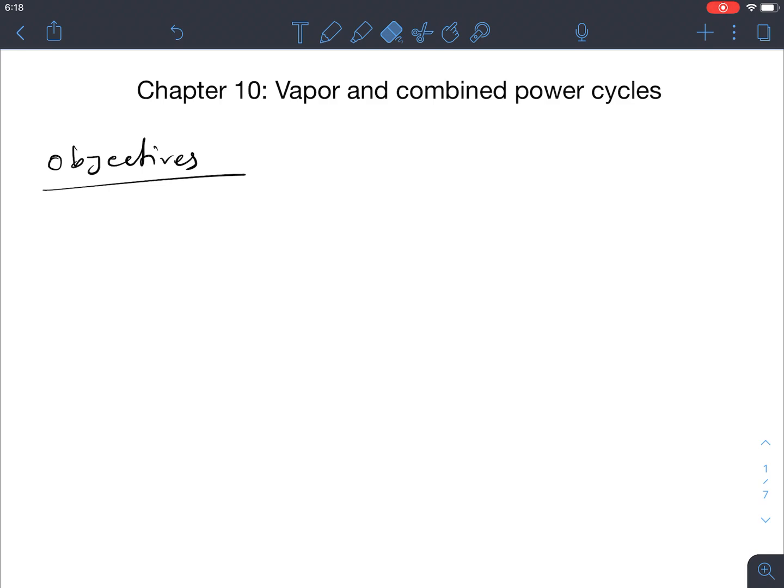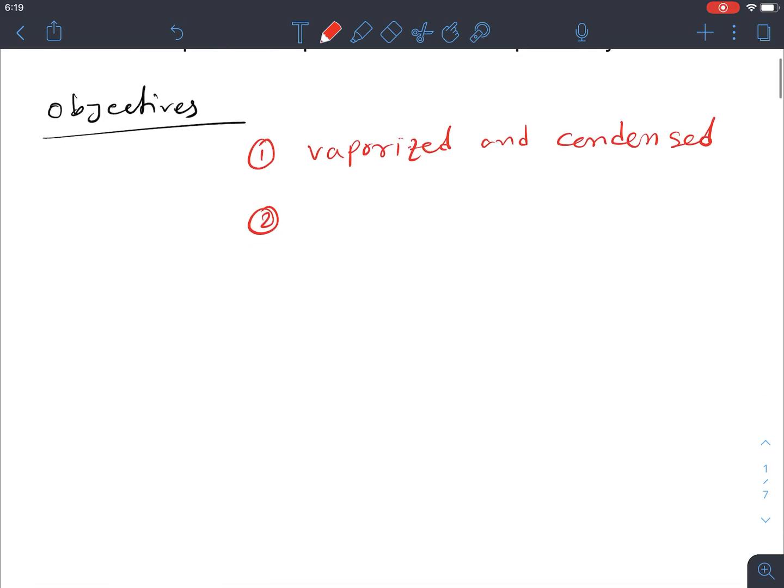And we also analyze the efficiency equation, how we can increase the cycle efficiency. So the objectives of these vapor and combined power cycles are: the first objective would be the study of the working fluid that is alternately vaporized and condensed, right? And then the second objective would be power generation coupled with process heating, which is called cogeneration.